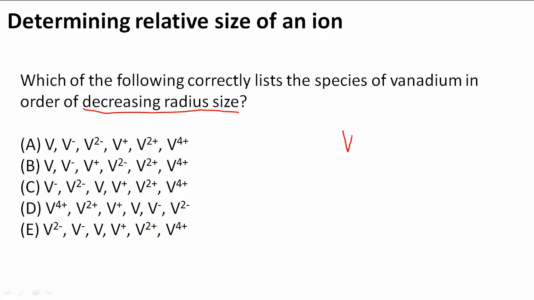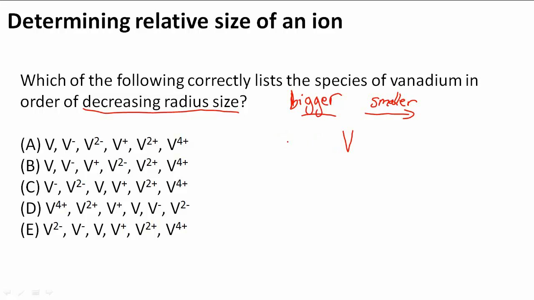So we know that V, let's say, is the center. We know that it is the neutral atom and is the regular size of the atom. So when we add electrons, is it going to be bigger or smaller? We know that it's going to be bigger when we add electrons, so they're going to be on the left side. So we want to put the things that are bigger on the left side because we want to put them in decreasing order, and the things that are smaller on this side of V, of the neutral atom.